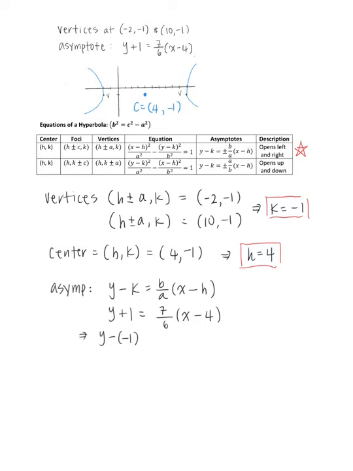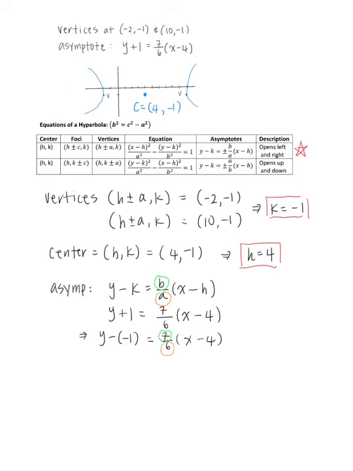Okay, so now that implies that this is the same thing as y minus negative 1, right? This should make sense because we already know what the value of k is. K better be negative 1. So here, this k value better be negative 1. All right, so then here we're going to have 7 over 6 times x minus 4. So that means that b better equal 7. And then our a, let me change the color, a better equal 6.